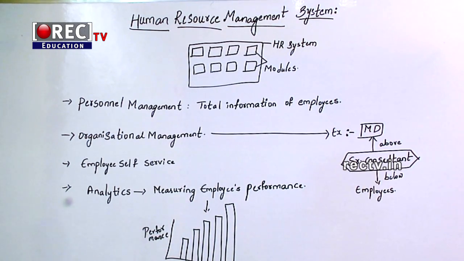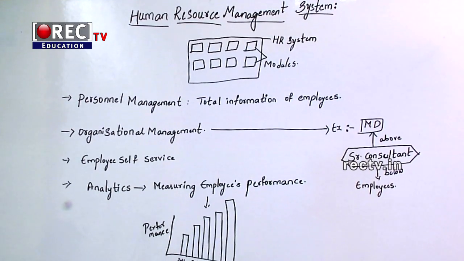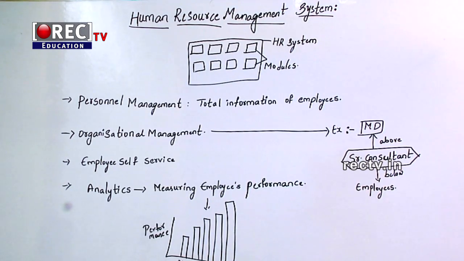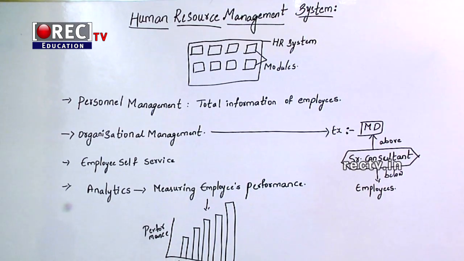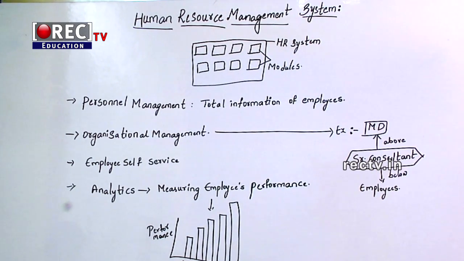The 8th module of HR software is organization management. Let us take an example. A person, say X, joined an organization. His designation in the organization is senior consultant. He should know who are the people working above him and working below him.